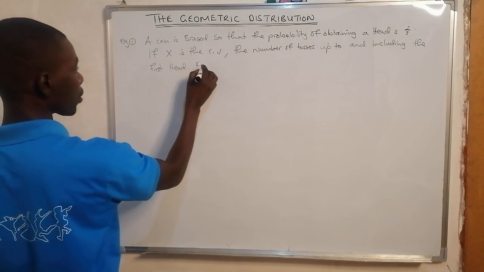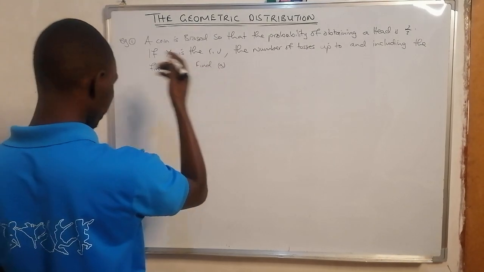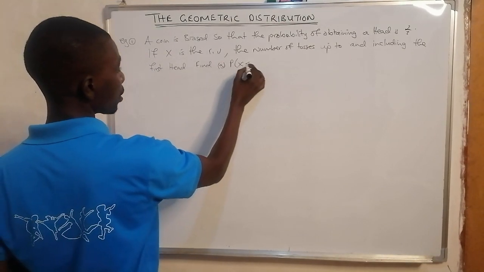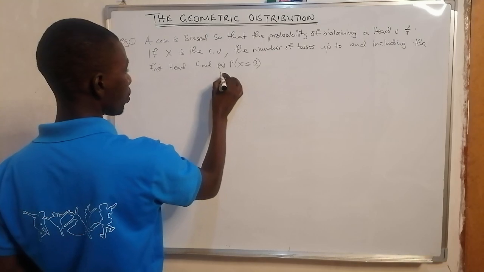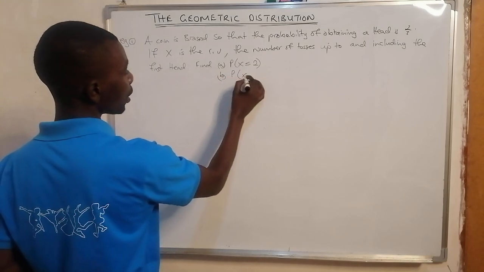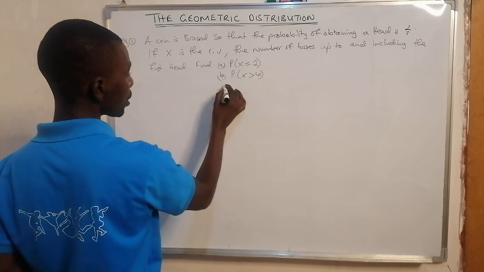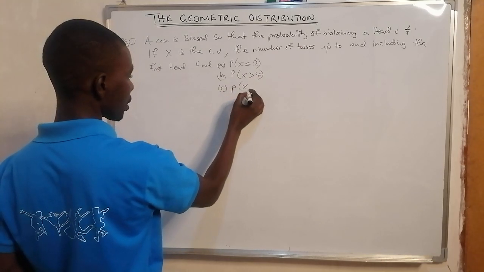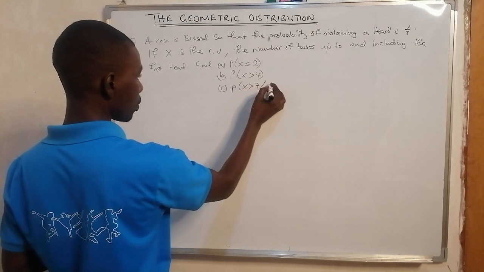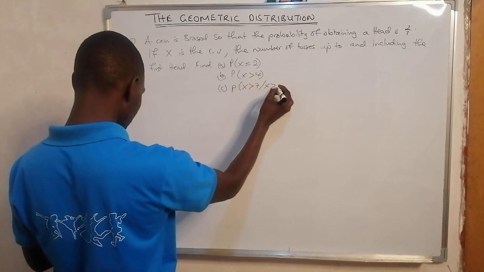find a, P of x is less than or equal to 2, b, P of x is greater than 4, c, P of x is greater than 7 given x is greater than 3.